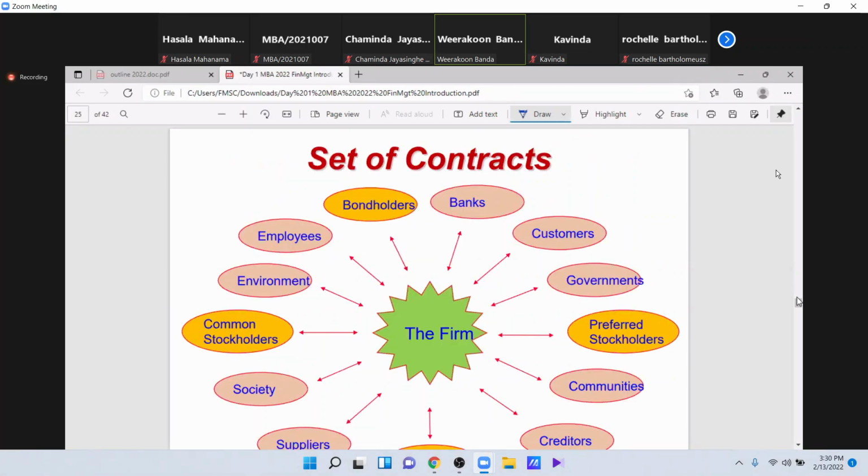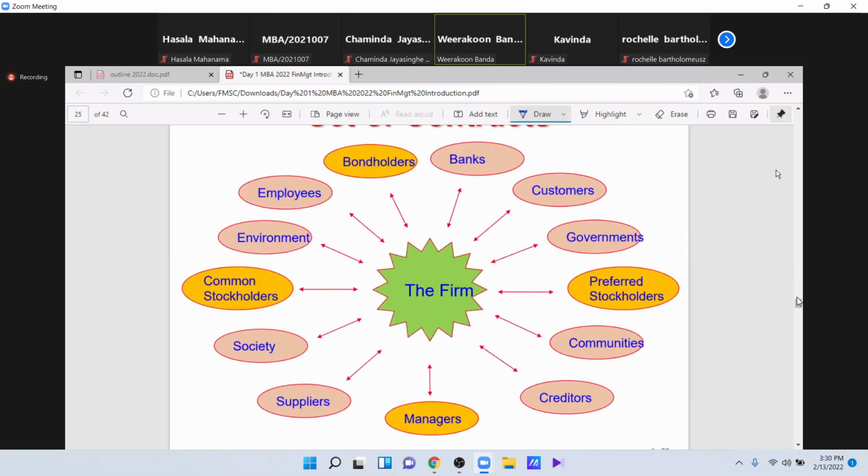So here it indicates the different sets of contracts: bondholders, employees, environment, common stockholders, society, customers, government, preferred stockholders, community, creditors, managers. Likewise, there are different parties involved in the company. So how does the company perform if there is such a large number of stakeholders?